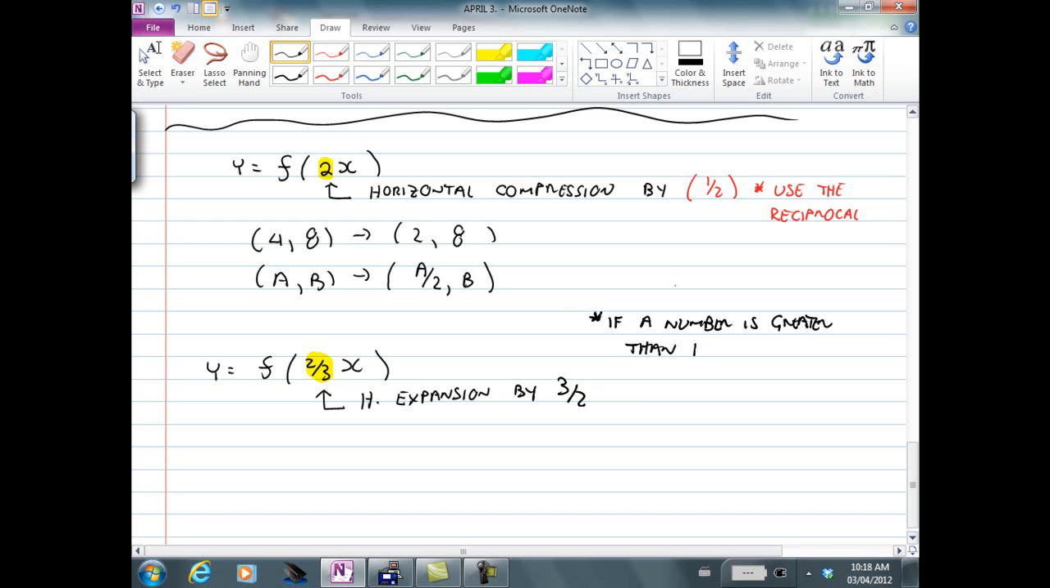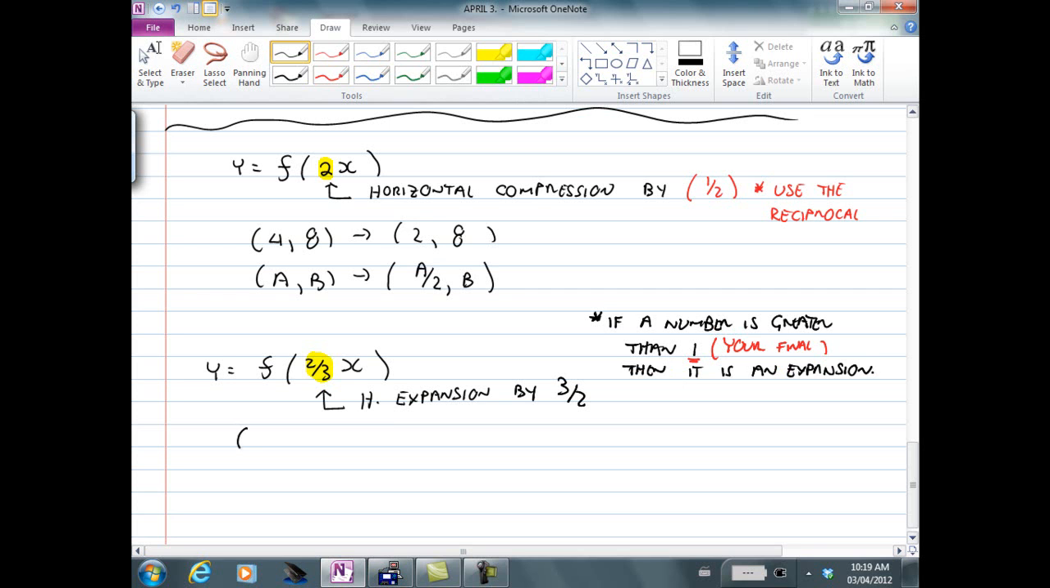Shouldn't you say if reciprocal? Okay. If a number is greater than 1, and I'm going to write a little bracket down, this is your final number. Not 2 over 3, but your final number. Then it is an expansion. So we know this is expansion by 3 over 2.